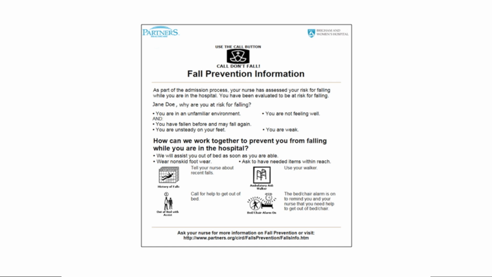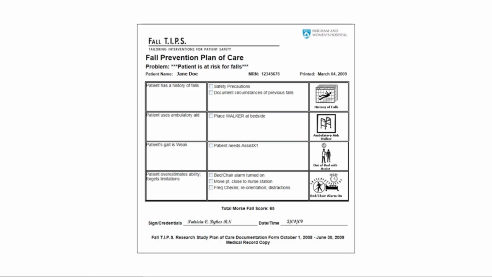They don't like generic information, but what are their risk factors and what do they need to do to prevent a fall while they're in the hospital? And that's what's on this form. And then the third, at that time, we had a paper record, a paper plan of care. And so this is the plan of care page that shows the fall risk. It's the same risk factors and interventions that are available on the other tools, and this was in the paper chart.